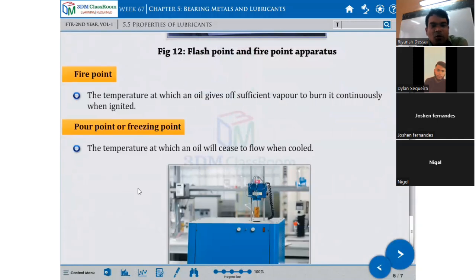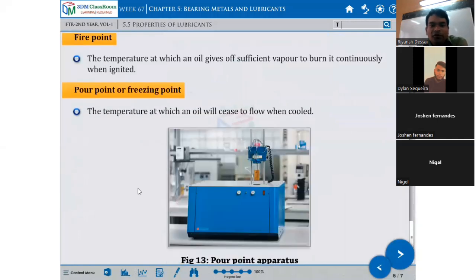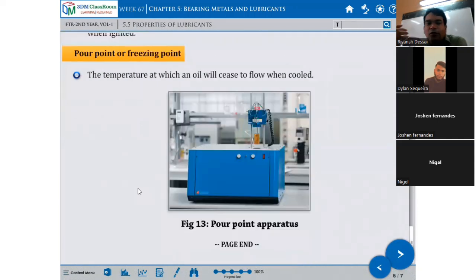Then the pour point, or freezing point. Pour point means the temperature at which an oil will cease to flow when cooled. Suppose the oil starts freezing in cold conditions, when the temperature gets low. Fire point means catching fire. Flash point means it started giving fumes. First the flash point, then it catches fire, that is the fire point. And freezing point means the temperature is getting lower, and at a certain temperature the oil starts to freeze. That is called the pour point or freezing point.